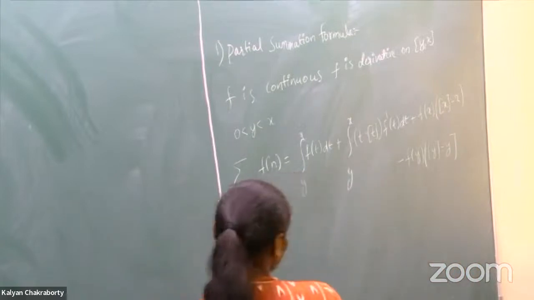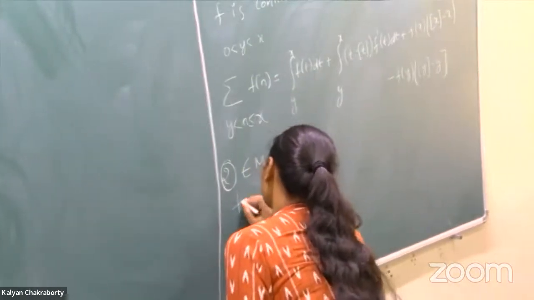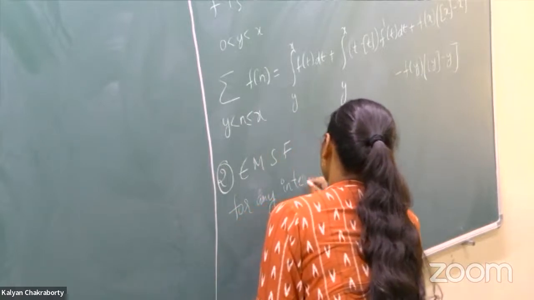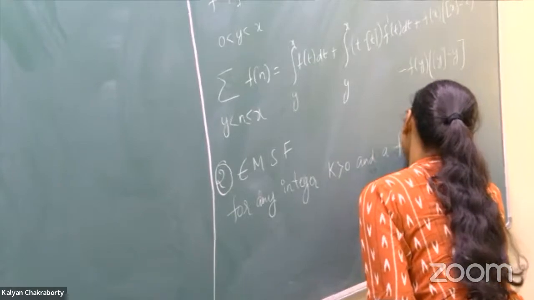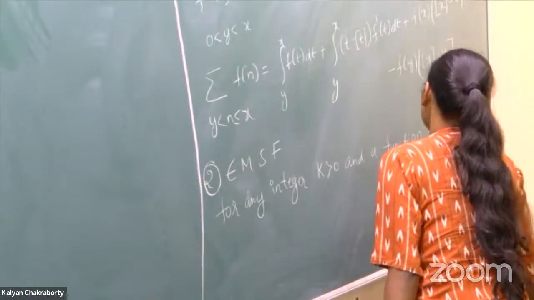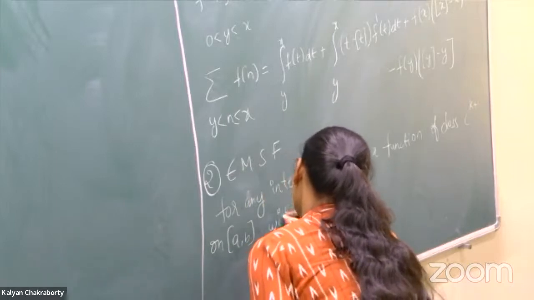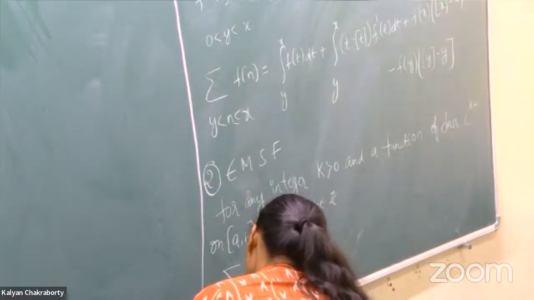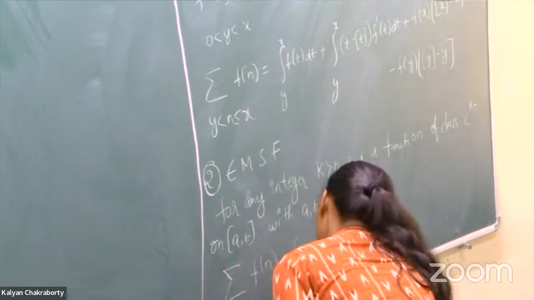Next is the Euler-Maclaurin summation formula. For any integer greater than a, and any function f, we are going to sum this function, where A is equal to f of t.